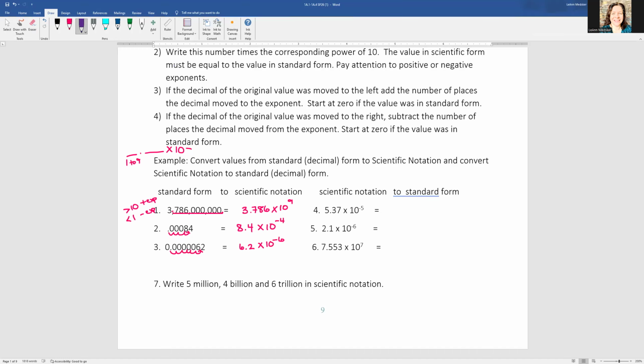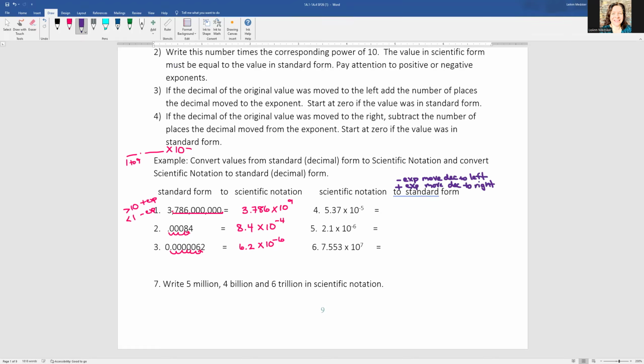Now, when you're going from scientific notation back to standard form, this is where the directions that people say, if it's left, do this, or if it's right, do this. This is probably what you've heard if you learned this in the past. If you're going from scientific to standard and you're starting with a negative exponent, you're going to move your decimal to the left. That's how you go back to standard form. If you have a positive exponent, you're going to move the decimal that many places to the right.